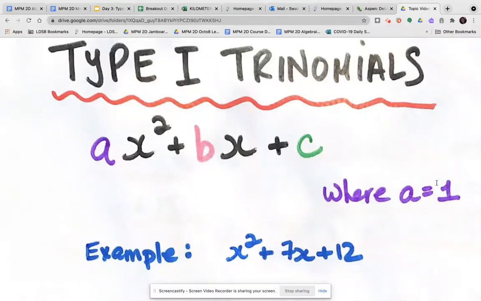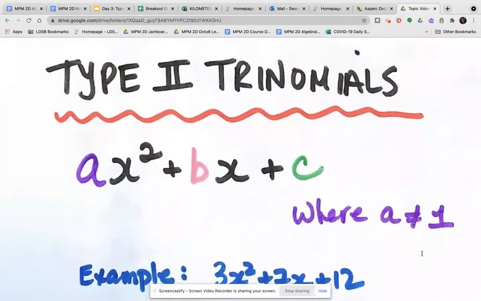And because we don't usually write 1, the a wouldn't actually show up, because it's like having an invisible 1 there. So for example, x squared plus 7x plus 12 would be an example of a trinomial. It has an a value of 1. We don't see it there. And we can factor this using our man method, or the type 1 trinomial strategy that we talked about last time. So what we want to look at today are type 2 trinomials.